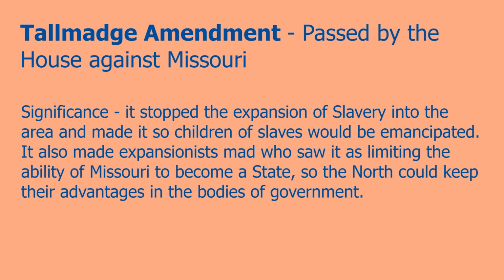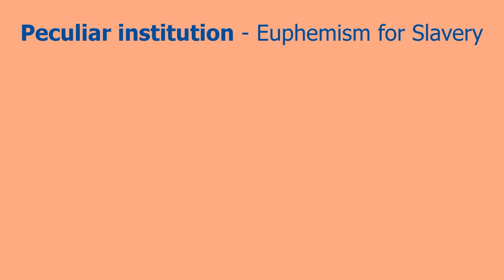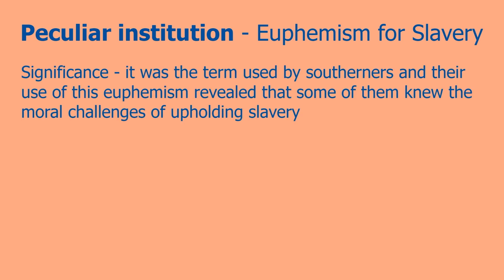It also made expansionists mad, who saw it as limiting the ability of Missouri to become a state, so the North could keep their advantages in the bodies of government. Peculiar institution, a euphemism for slavery. It was a term used by Southerners, and their use of this euphemism revealed that some of them actually knew the moral challenges of upholding slavery.